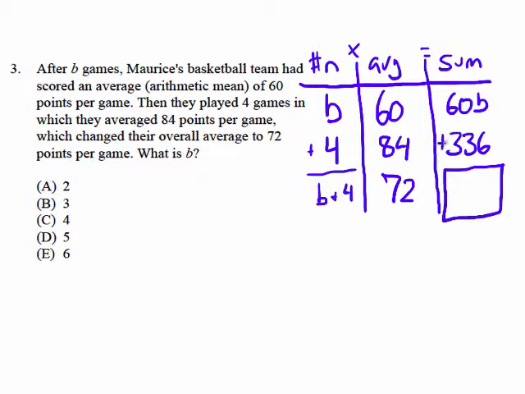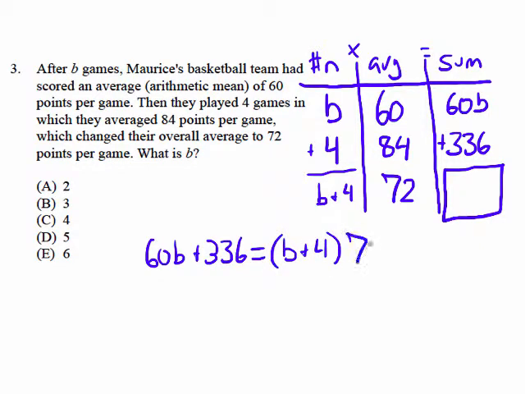We can either add down this column, right? Because we did B plus 4, we can do 60B plus 336. We're going to do that over here. 60B plus 336. Or we can multiply across the bottom row, B plus 4 times 72, right? And those have to equal each other because this box is this box. It's got to equal itself, right? So 60B plus 336 is one way to fill in that box. The other way to fill it in is B plus 4 times 72. And now we have an equation.